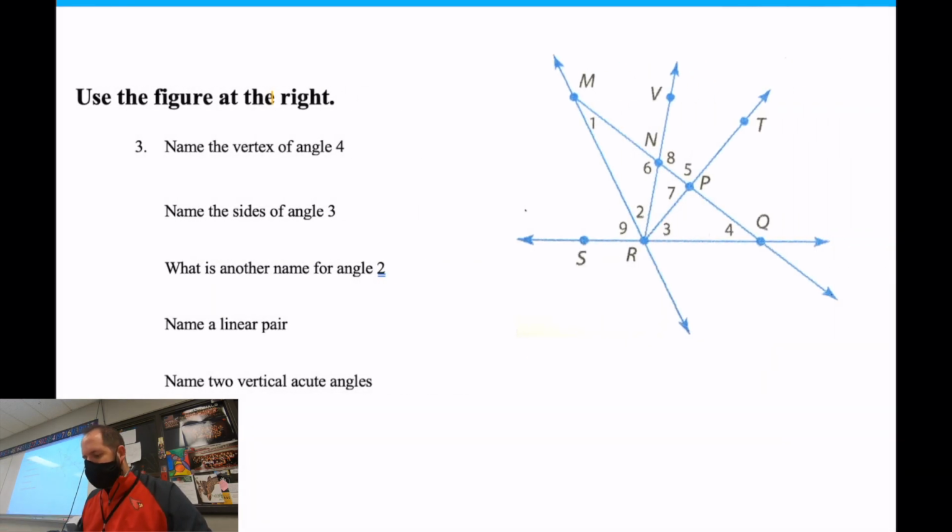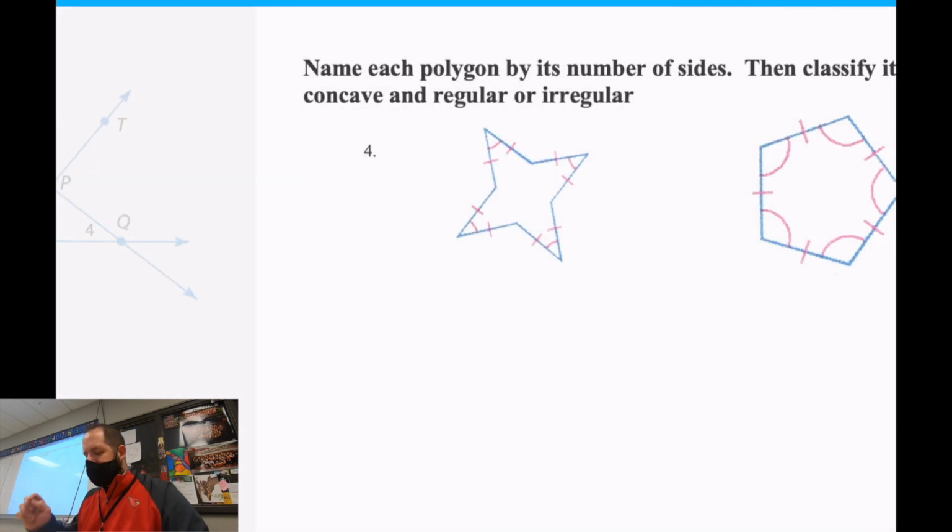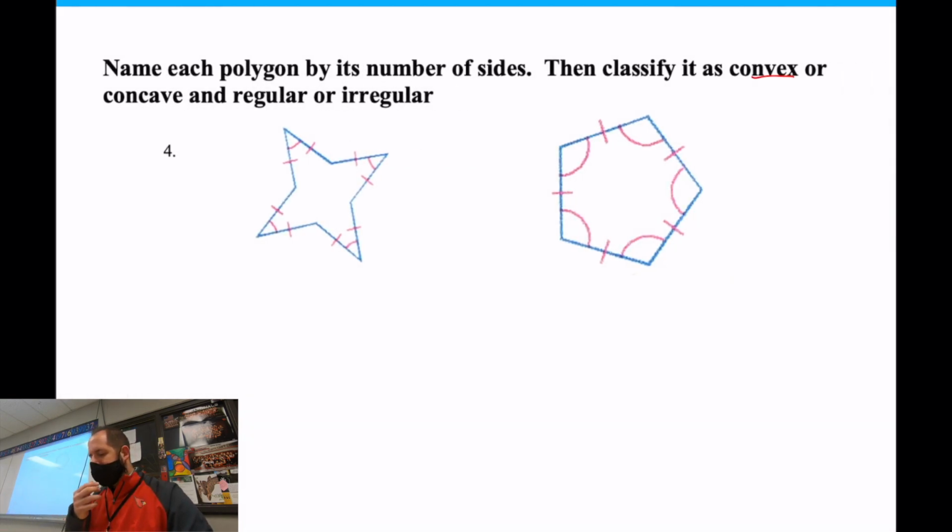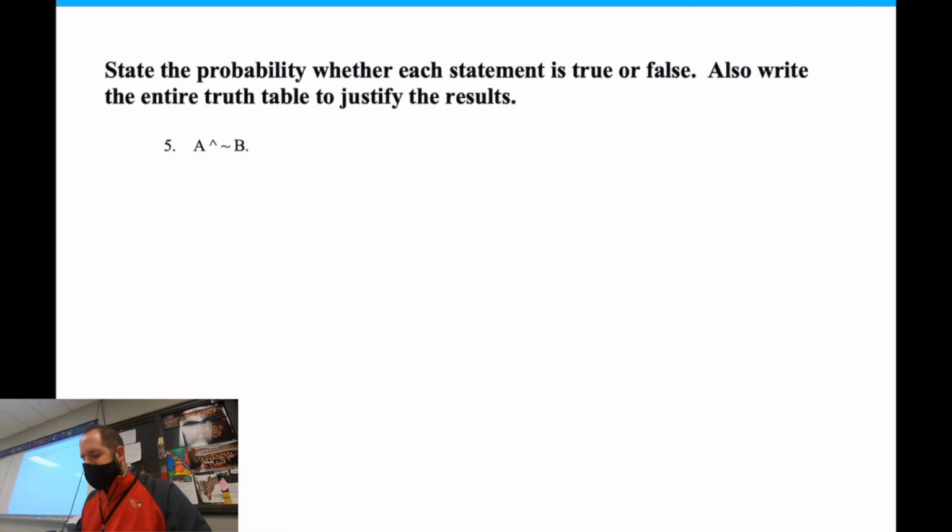Number 3, we did Friday. It was angles: a vertex, the sides, how to name angles, all that good stuff. Know your vocab on that one. On the next one, you have to know your different types of polygons or polyhedra, the number of sides, and how to classify them as convex or concave. You know the drill on those. And then 5, the last one we did on Friday, was the truth table percentages from last week.